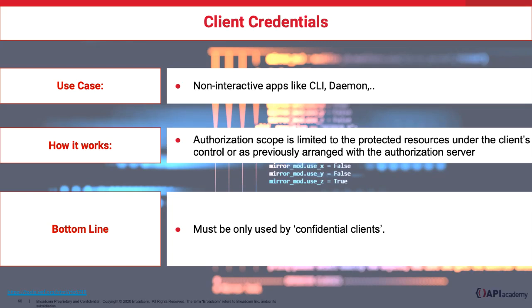to the protected resources. The client credentials can be used as an authorization grant when the authorization scope is limited to the protected resources under the control of the client, or to protect the resources previously arranged with the authorization server. Bottom line, client credentials should only be used as a grant type for confidential clients, or internal clients contained within a VPN or secure corporate network.